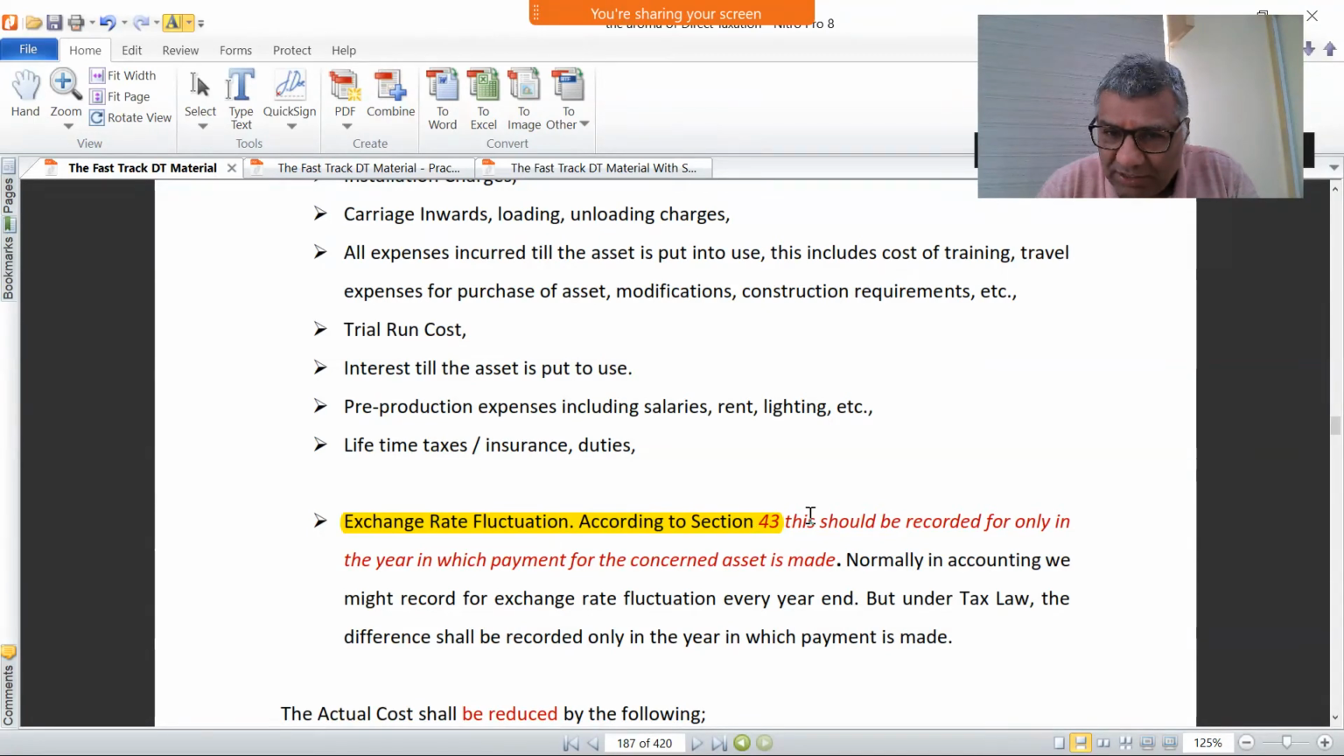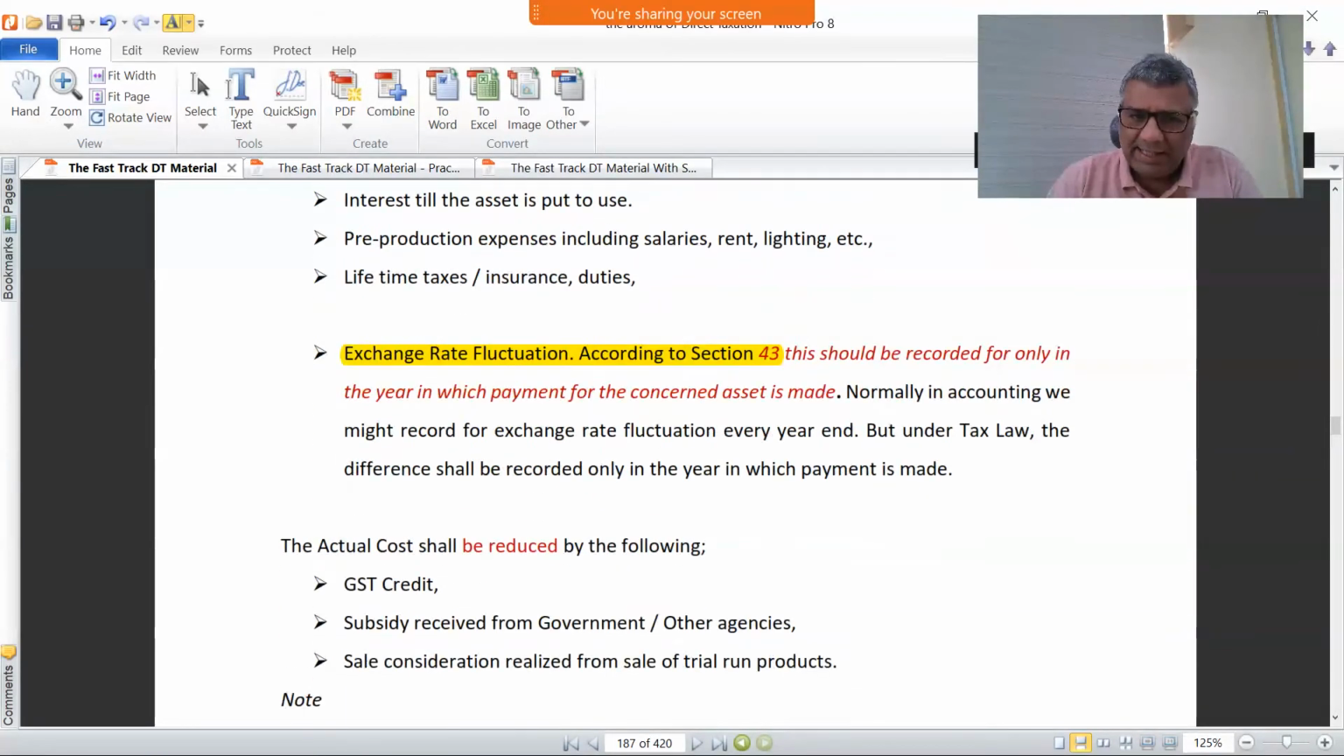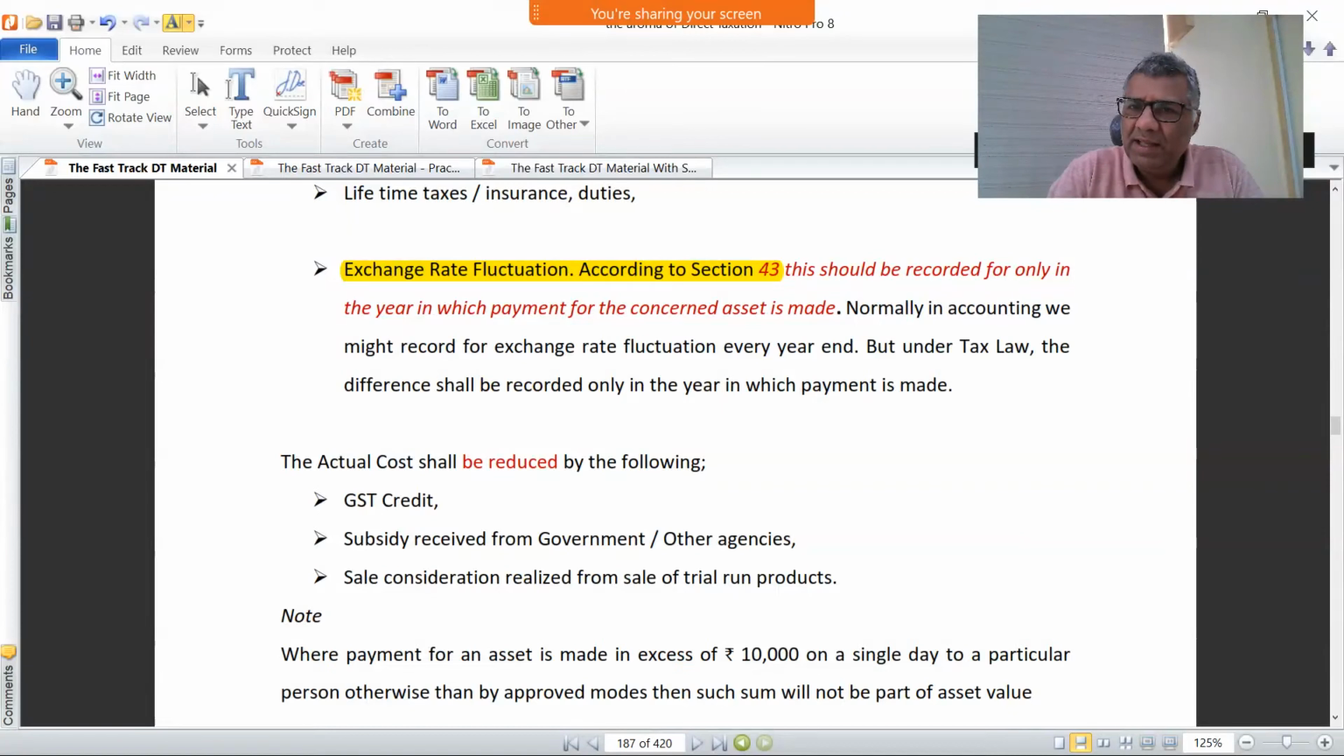According to section 43, Forex should be recorded only in the year in which payment for the asset is made. Normally in accounting, we might record exchange rate fluctuation every year end, but under tax law, the difference will be recorded only in the year in which payment is made. The difference can be an addition or a reduction. Less GST credit, subsidy if any received, and sale consideration. Subsidy if it is in the asset, depreciable asset.